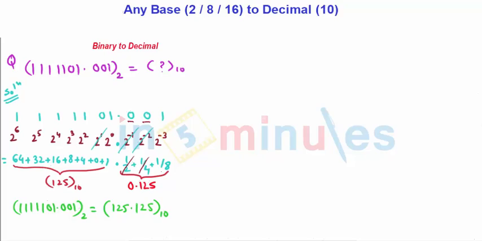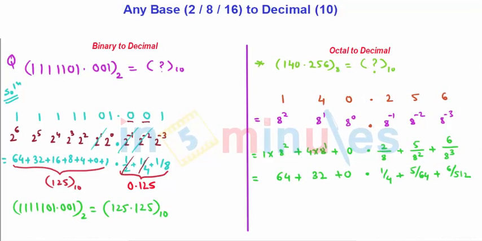Let us see an example here, 140.256. It's an octal number, and we need to convert this octal number into decimal. What I did here is write down all the digits separately, 140 fractional point 256, and since the number is octal and I wish to convert it into decimal, I will write down the powers of 8: 8 raised to 0, 8 raised to 1, 8 raised to 2 below the respective digits, and 8 raised to minus 1, minus 2, minus 3 below the 2, 5 and 6 respectively.